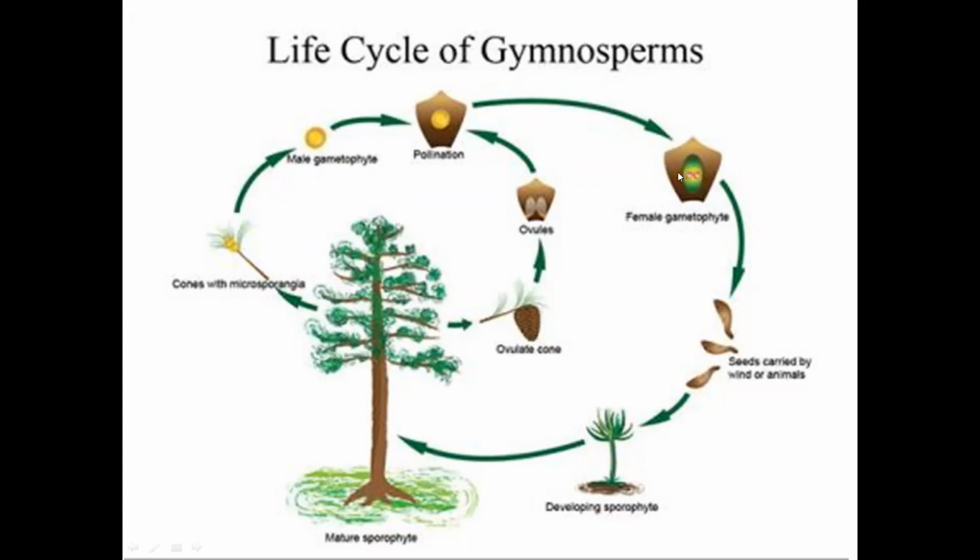Then fertilization takes place. This will form seeds. The seed will form a new plant. This is the developing sporophyte, and then you will get the mature sporophyte. So the main life here is the sporophyte. Okay, stop here.